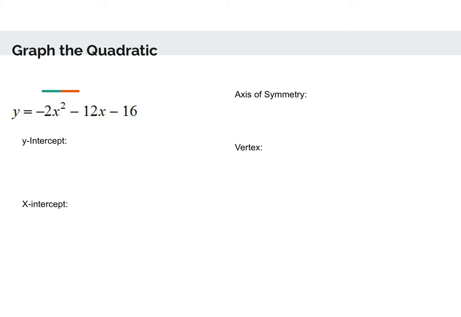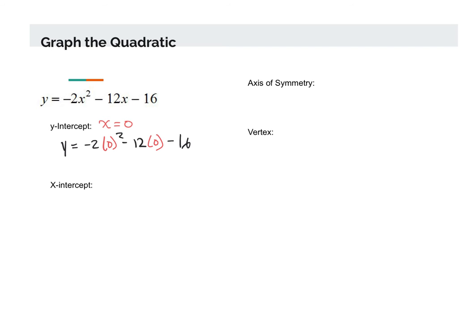In order to find the y-intercept, we know that whenever there is a y-intercept, the x must be 0. So I'm going to take my equation and replace the letter x with the number 0 and solve for y. Whenever we are squaring something with a 0, it just gives me 0. And multiplying anything by 0 is just 0. So I'm just left with y is equal to negative 16.